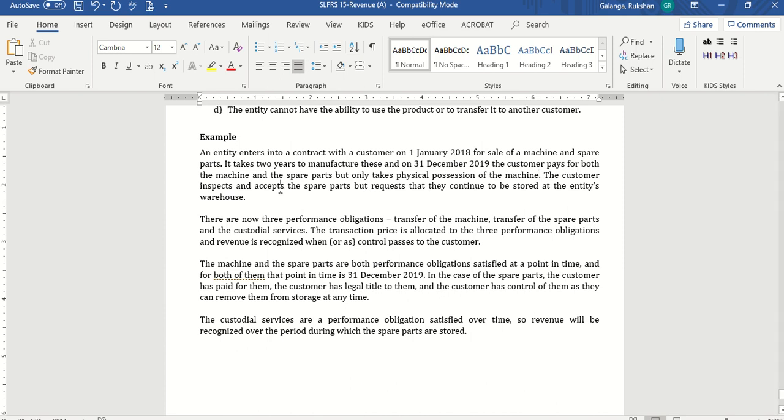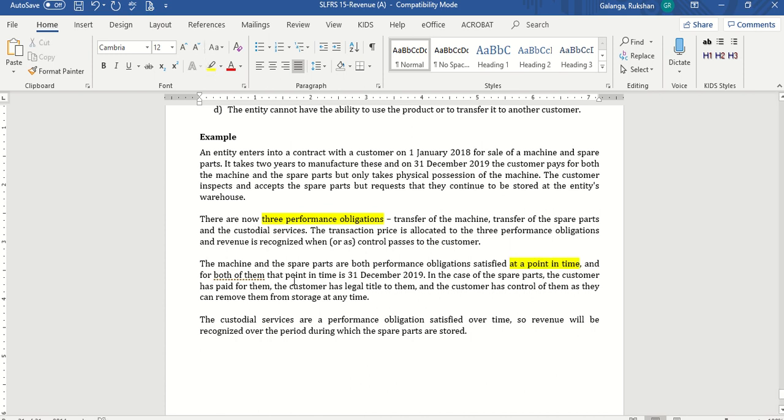Customer inspects and accepts the spare parts but requests that they continue to be stored at the entity's warehouse. එයා කියනවා මේ ටික මම machine එක ගෙනියන්න. ඔයා මේක මම maintain කරලා දෙන්න ඕනේ කියලා. Now you can see there are 3 performance obligations. One is transfer of the machine, second one transfer of the spare parts, and the custodial services. The transaction price is allocated to the 3 performance obligations, and revenue should be recognized when control passes to the customer. The machine and the spare parts are both performance obligations satisfied at a point in time, right?